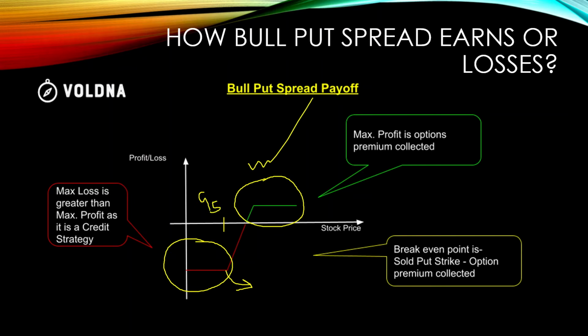However, if you look at the graph, the maximum profit is way less than maximum loss. This is generally the case in credit strategies. The maximum profit is limited to premium collected, and maximum loss is always greater than maximum profits. And again, the break-even point is sold put strike minus option premium collected. So this was the payoff chart of the bull put spread.